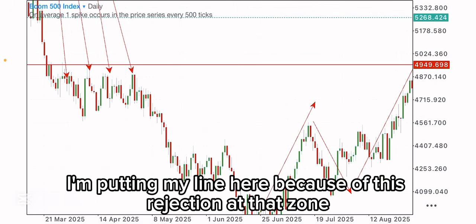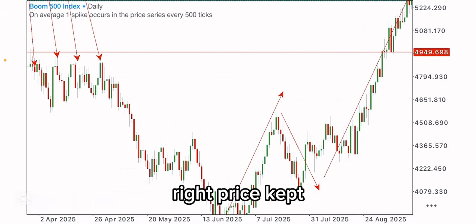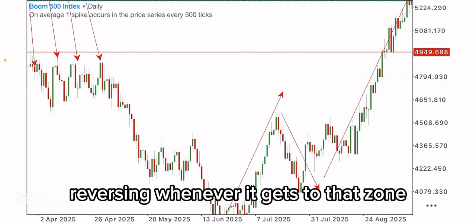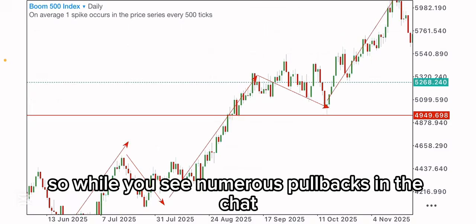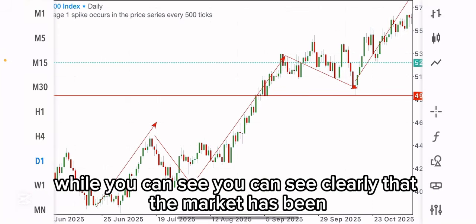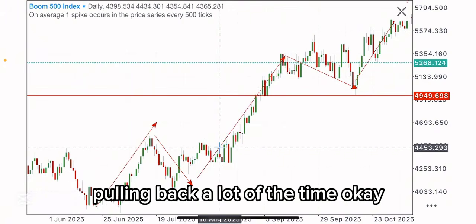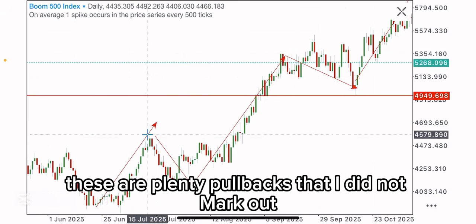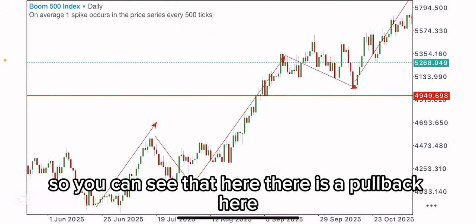So basically, I'm putting my line here because of these rejections at that zone, and the fact that price was constantly respecting that level. Price kept reversing whenever it got to that zone. This is the daily time frame, a very strong time frame as far as day trading is concerned. While you see numerous pullbacks in the chart, the market has been pulling back a lot of the time. These are plenty of pullbacks that I did not mark out. I just marked out the ones that are very important to me. So you can see that here there is a pullback.